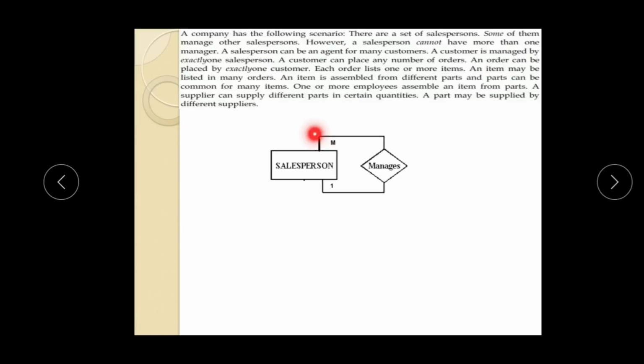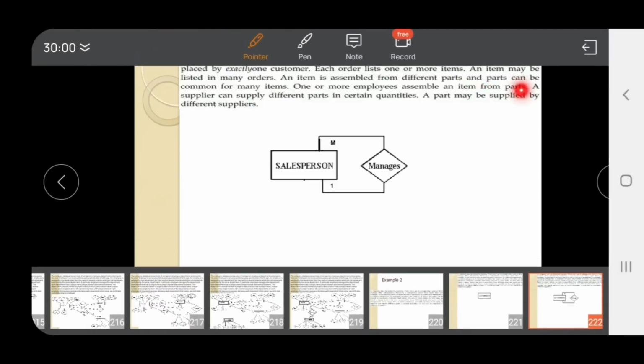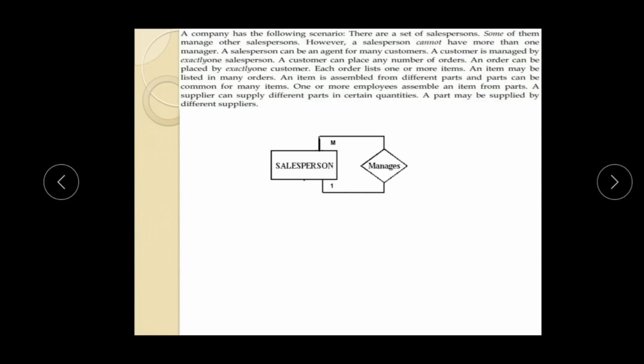That is the next step. The salesperson manages some salespersons. Some salespersons can manage other salespersons. So we can say that a single salesperson can manage several other salespersons. That single salesperson will be a manager. That is the meaning. In the other direction, the relationship is like this: many salespersons will be managed by a single salesperson, or manager. So this type of relationship is called a recursive relationship.